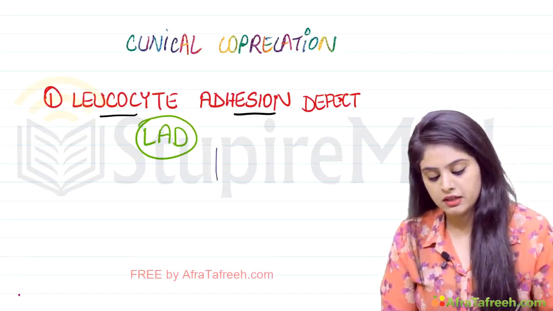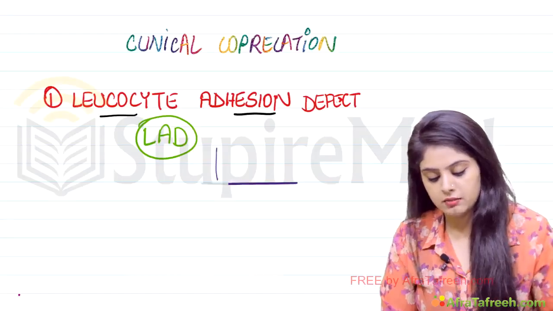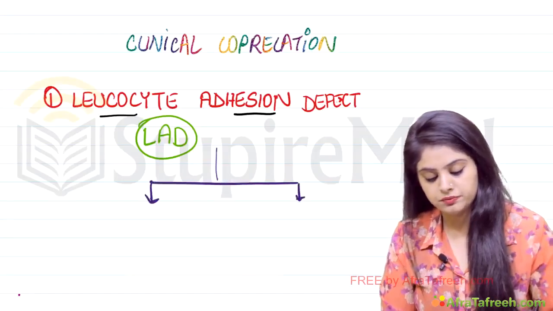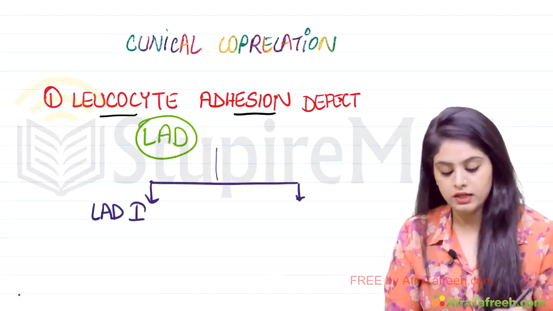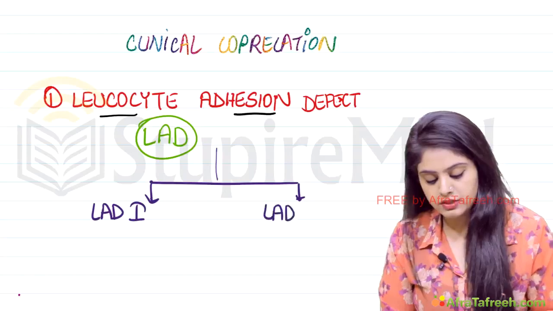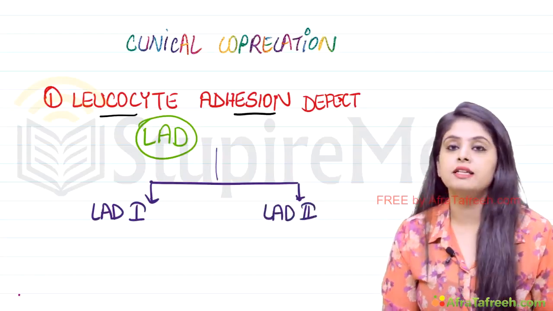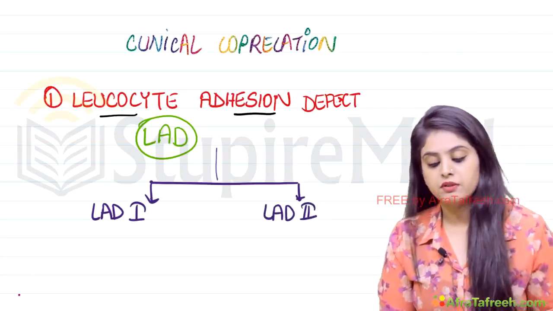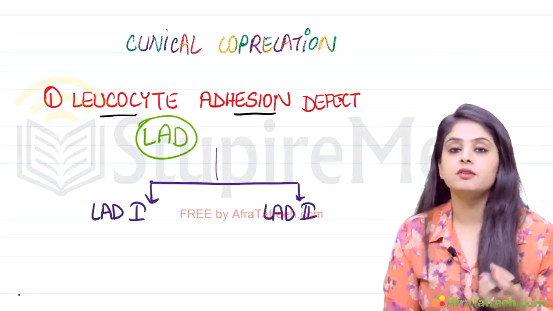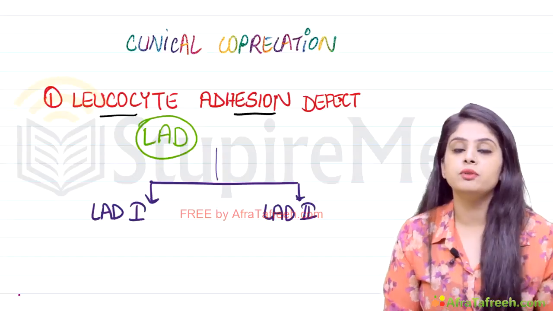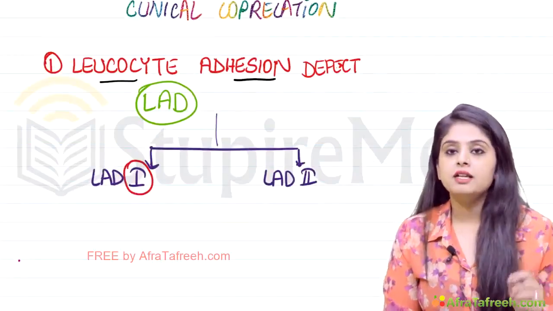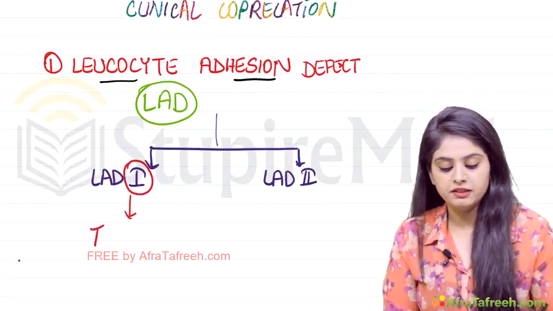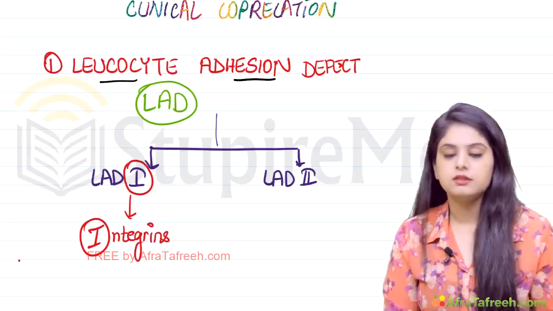And remember that a leukocyte adhesion defect can be primarily classified into two. LAD1, leukocyte adhesion defect type 1, and leukocyte adhesion defect type 2, that is LAD2. Now what is important for us to know is why I have written 1 and 2 as these Roman numerals rather than otherwise. LAD1, the way you write 1 in Roman numerals, means the defect is in the integrins.